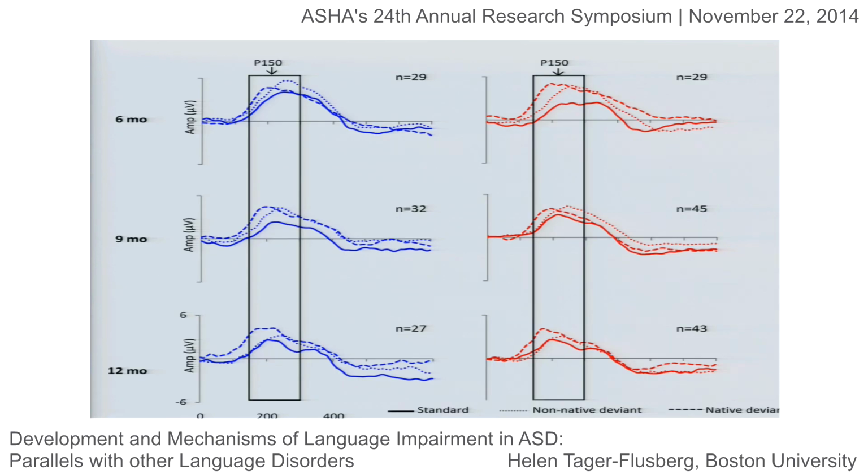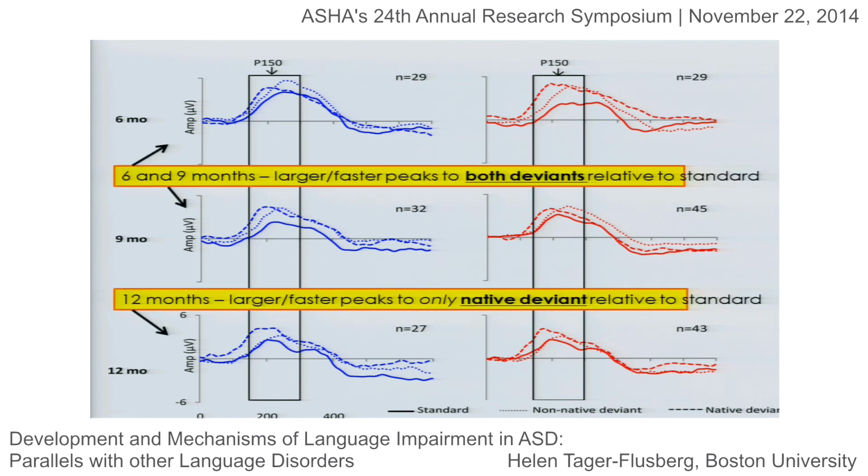And here are the data, 6 months, 9 months, 12 months, low risk, high risk, and basically, what you see here is at 6 and 9 months, we see faster peaks. I'm showing you the actual peaks here. In the P150, that's the part of the waveform that's most sensitive to these consonant differences, to both the deviants, both the da and the ta, relative to the da, which is in the solid blue. We see that in both groups, okay? By 12 months, we see that only to the native deviant, to the ta, are they showing a differentiation. And again, we see this in both groups. There is no interaction with group at any age, and we've looked at this in replicated samples. So that hypothesis went down the tubes, the perceptual narrowing one.